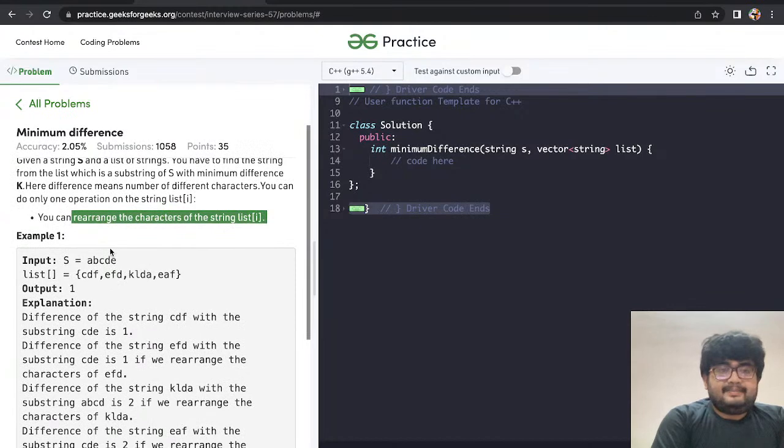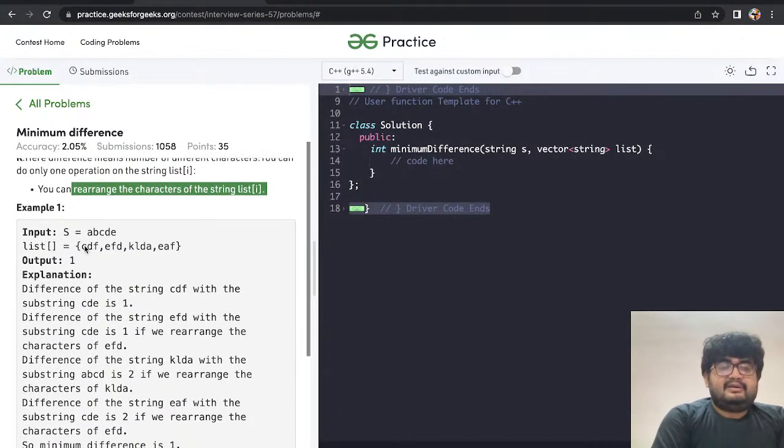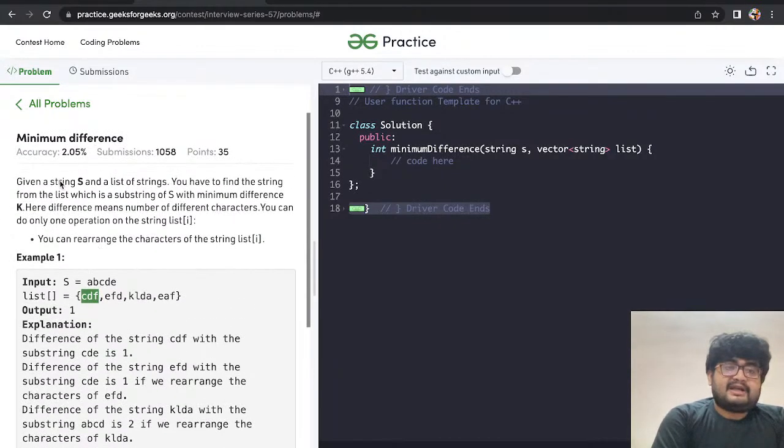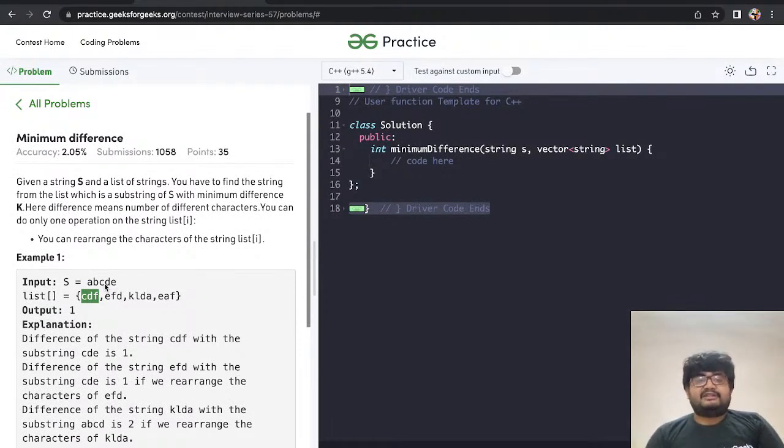So if we compare CDF, what we are doing here is, we are given a string S and a list of strings, right? The strings in the list might be bigger than S, but mostly we'll compare only the ones that are smaller than S, because we are trying to get substrings of similar length in S. So we'll compare CDF with some substring of ABCDE, and we will find the minimum difference k, that is how many characters are different with that substring.